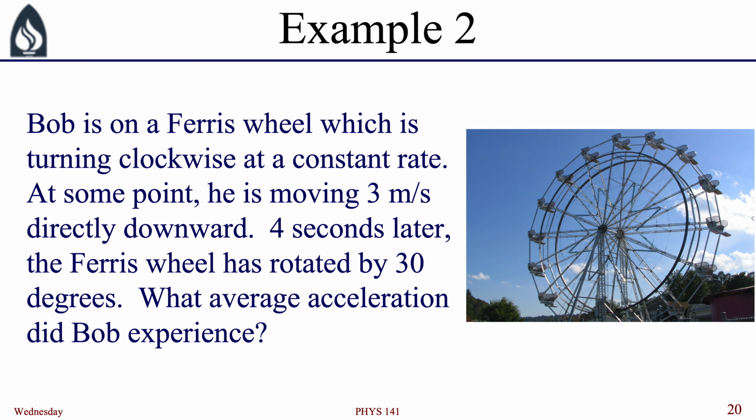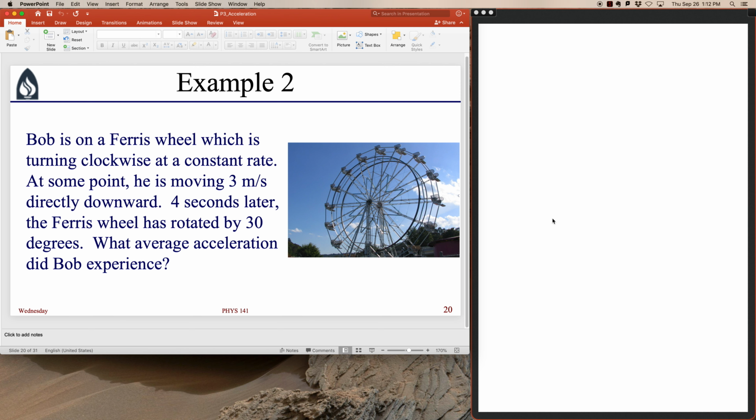So we should draw a picture of this problem and show the final and initial states of Bob's motion. So if this is our Ferris wheel, initially, and the Ferris wheel is turning in the clockwise direction, initially Bob is moving directly downward. So he would be here on the Ferris wheel, and his velocity would be straight down. So this is his initial velocity at 3 meters per second.